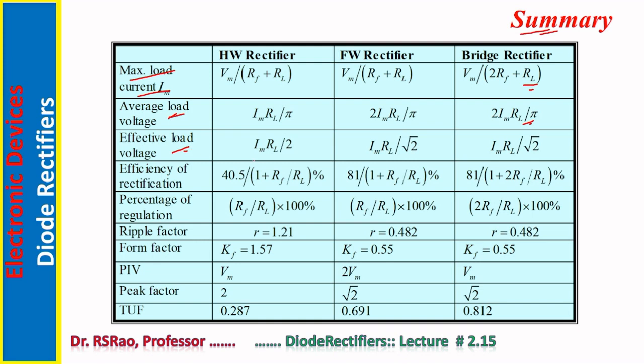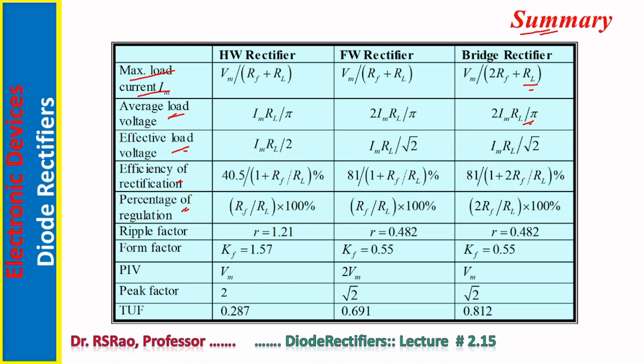Effective load voltage is Im RL by 2 for the half wave rectifier. For the full wave rectifier, it is Im RL by root 2, and Im RL by root 2 for the bridge rectifier. So for the full wave rectifier and bridge rectifier, effective load voltages are the same. Efficiency of rectification is 40.5 by (1 plus Rf by RL) in the case of the half wave rectifier. For the full wave rectifier, it is 81 by (1 plus Rf by RL), and 81 by (1 plus 2Rf by RL) in the case of the bridge rectifier.